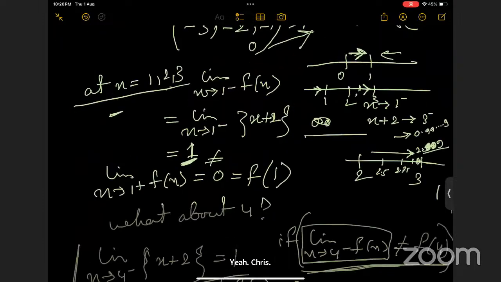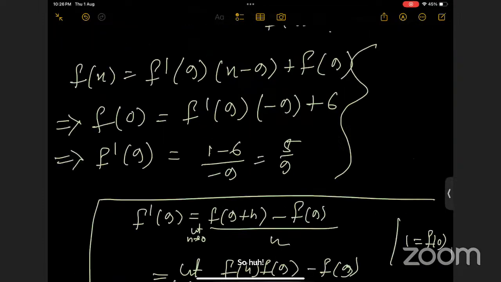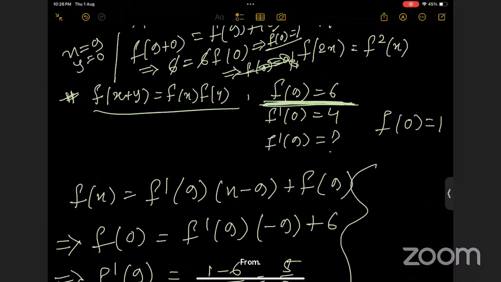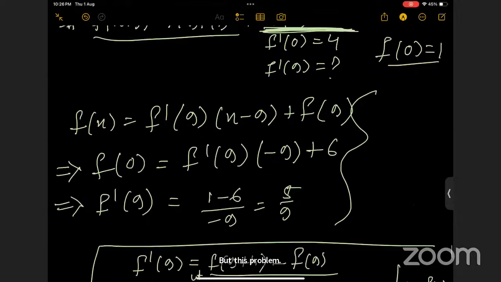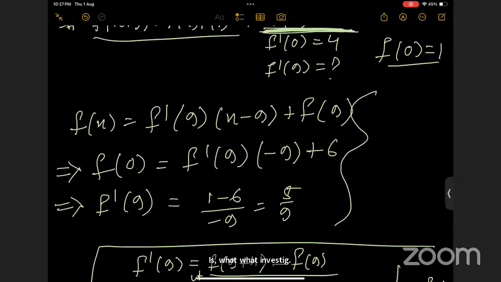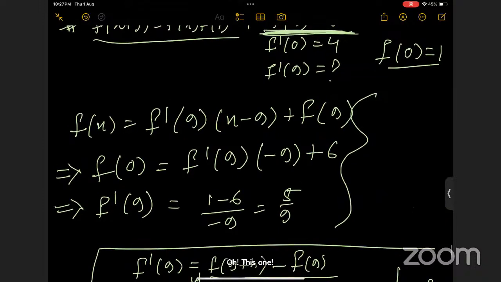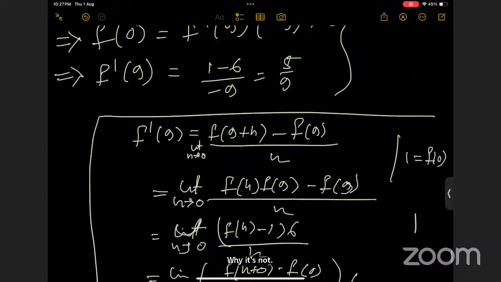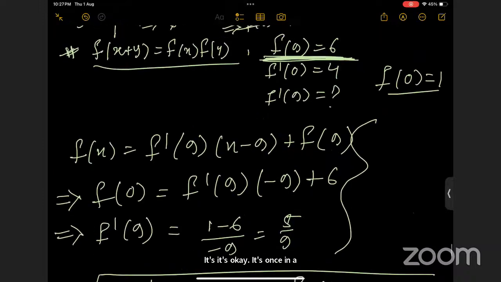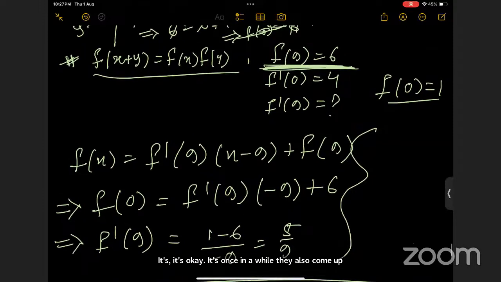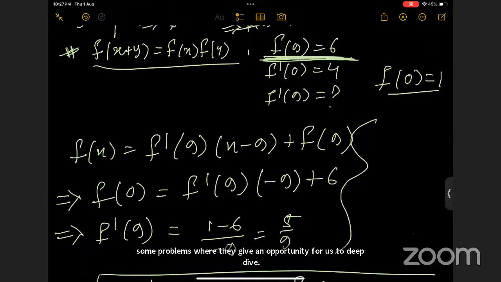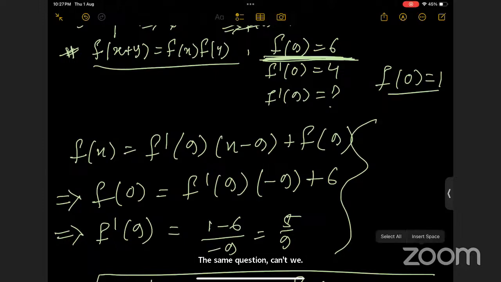So, Afrin had a very good insight. I need to think about it. But this problem is worth investigating, because we get this equation, it should also satisfy this one. Why is it not satisfying? It's okay. Once in a while they also come up with some problems where they give us an opportunity to deep dive. Whoever is interested in the question, we can't go into the details, but there is something more to discover. We can give an answer and we can get some marks.